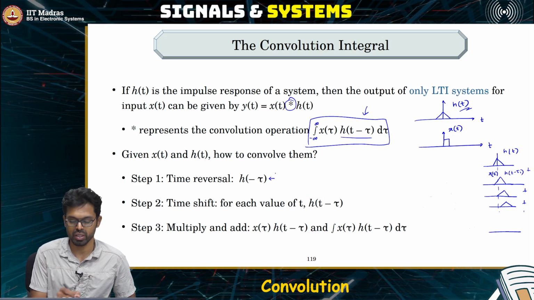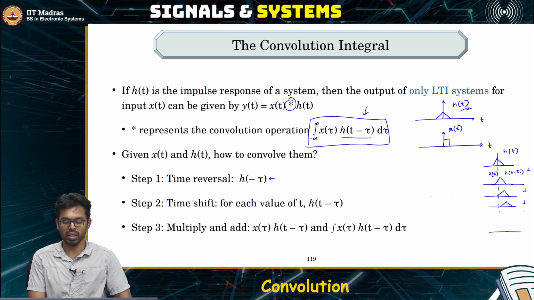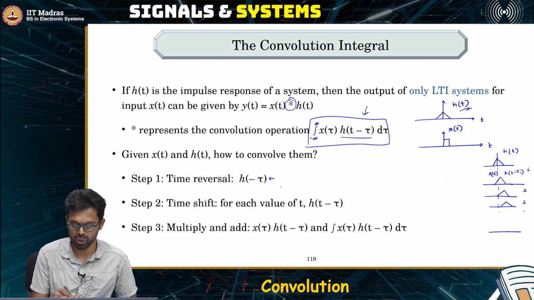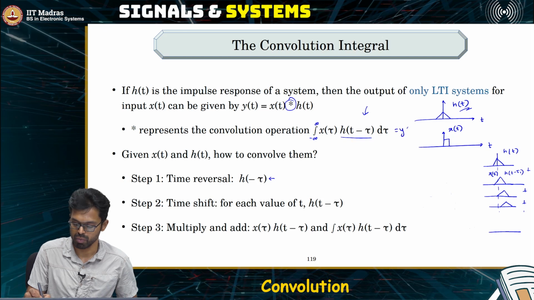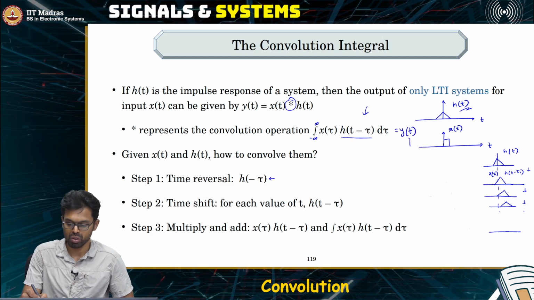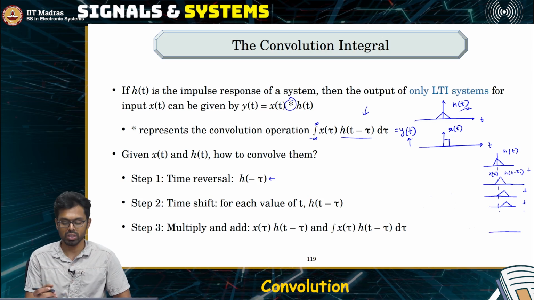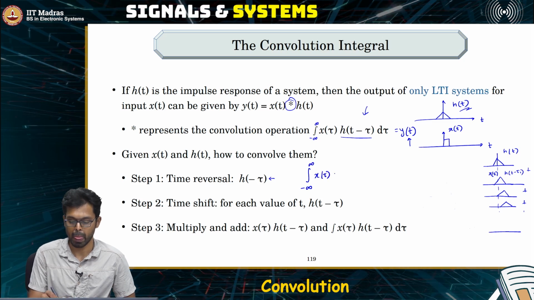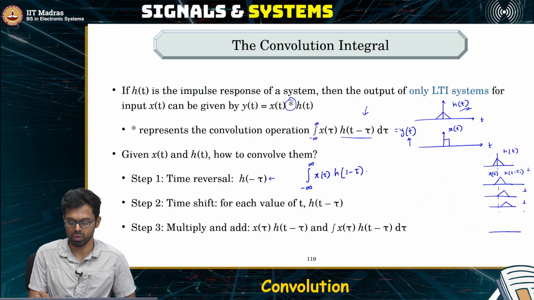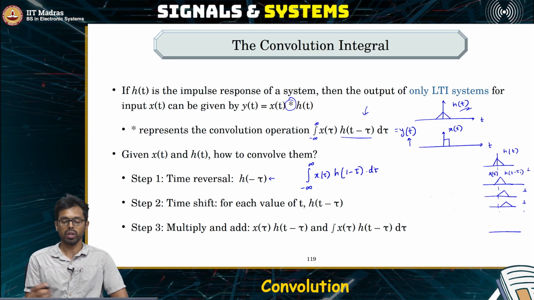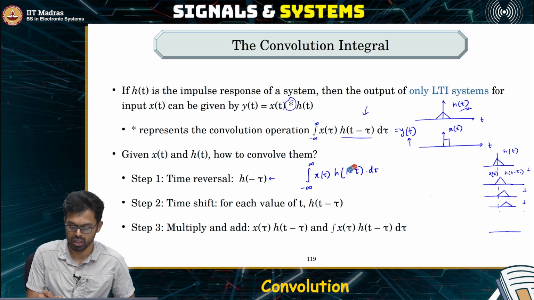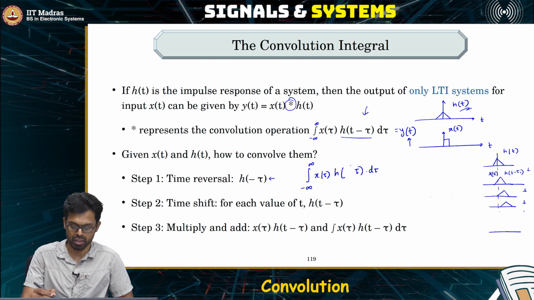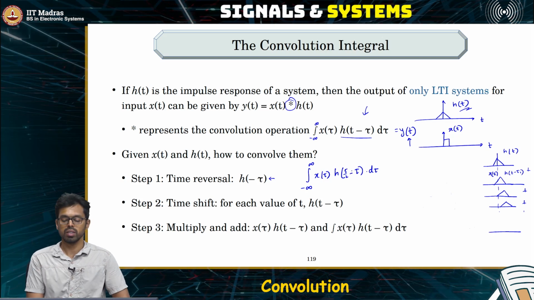So you first time reverse the signal, and then for each value of t that you want to compute, that is, you want to compute the output y of t, right? So I want to know the output at, let's say, 1 second. Then what is the output at 1 second? The output at 1 second is x of tau h of 1 minus tau d tau. Now if I want to find the output at, let's say, half a second, then it is this integral. If I want to find the output at, let's say, 2.5 seconds, then it is this integral.